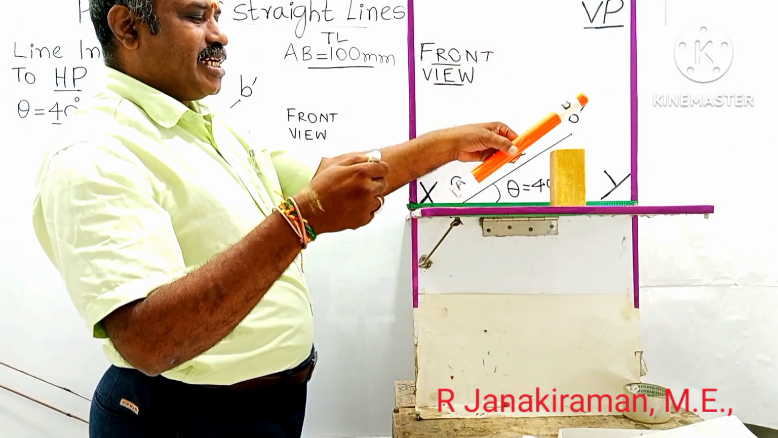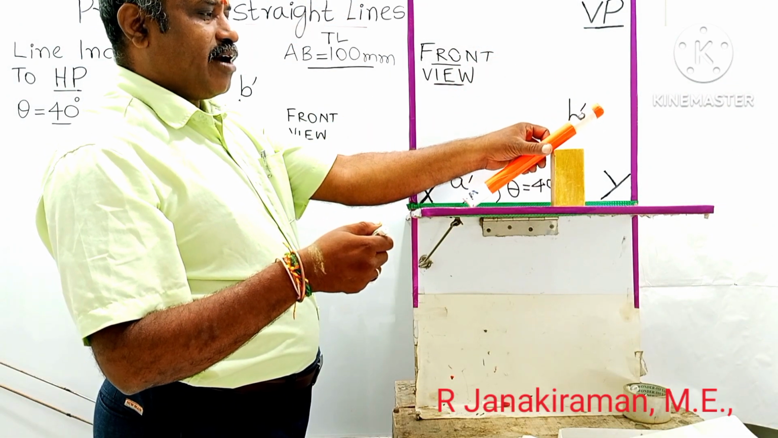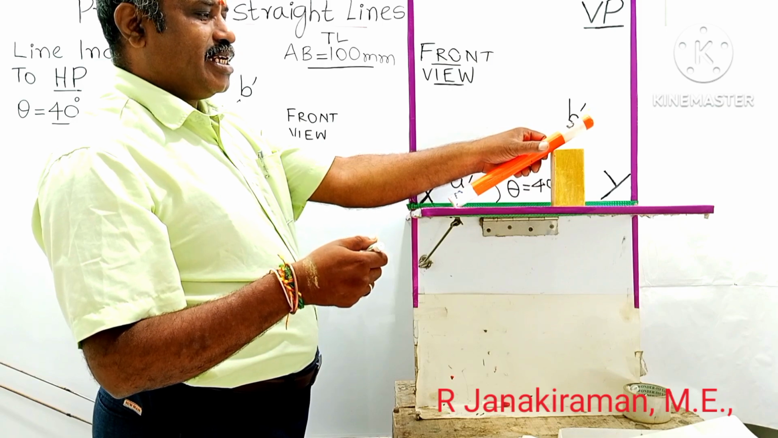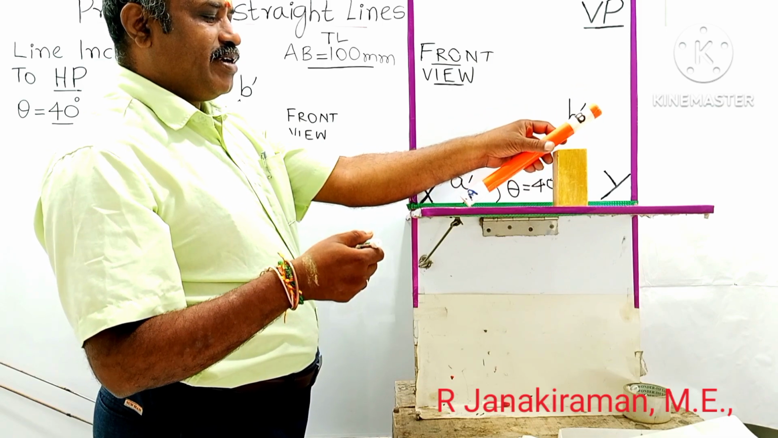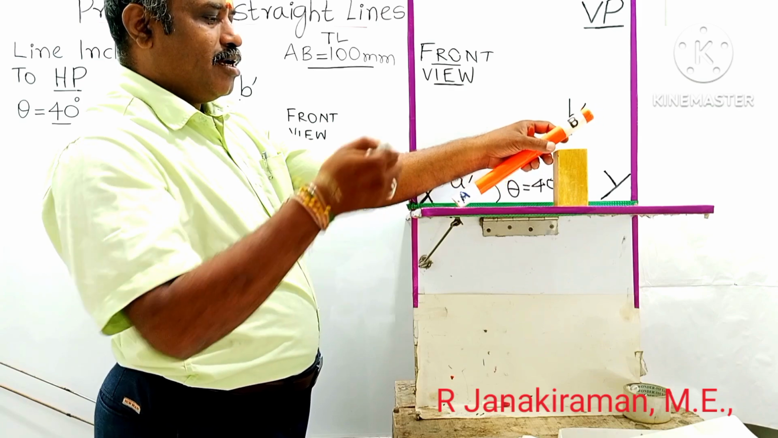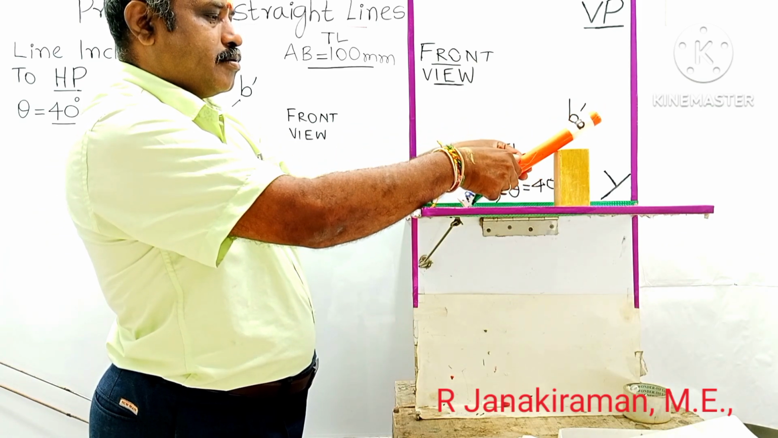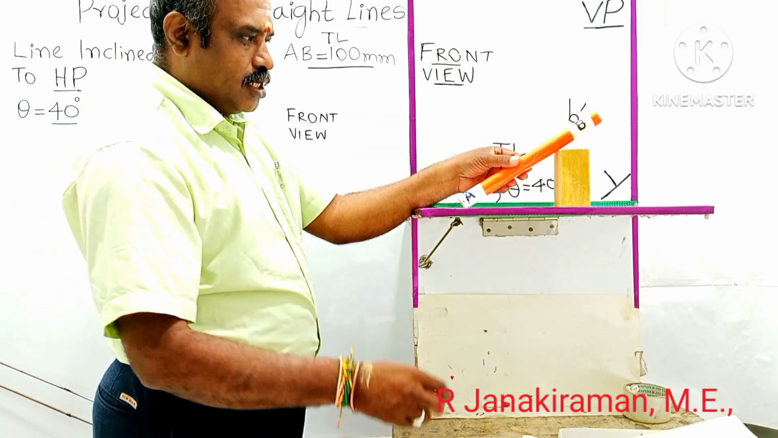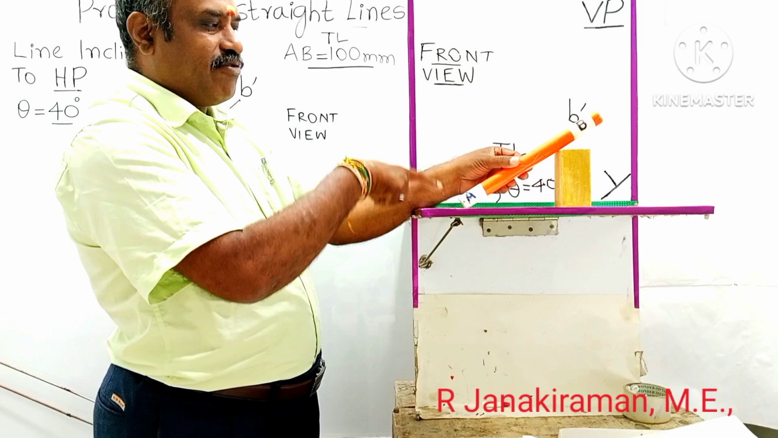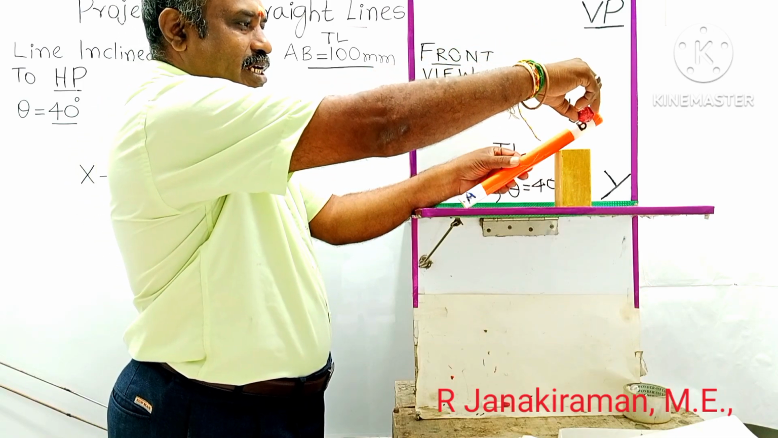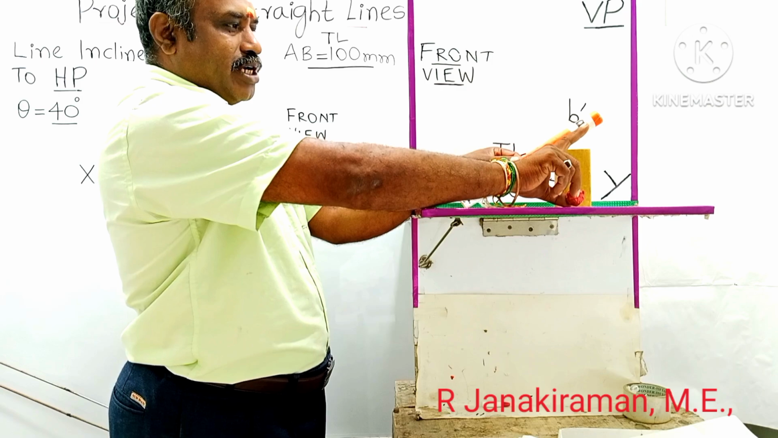As the line is inclined to HP, the length of the top view will be diminished. Diminished means it will be shortened. That shortened length we don't know. For that, this is point A having contact on the horizontal plane itself. This is the other end point, marked B, at a certain distance above HP.